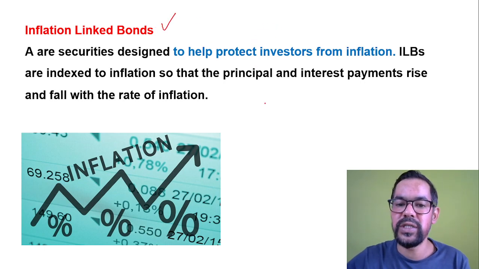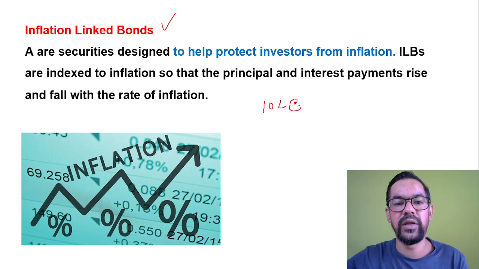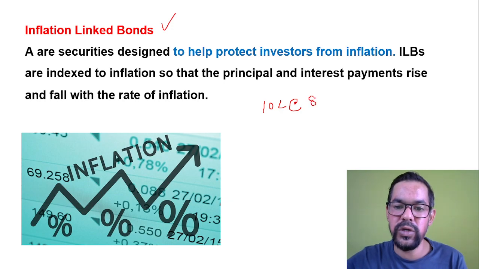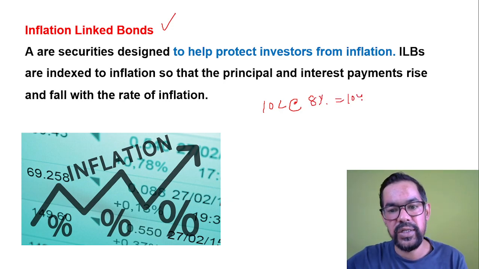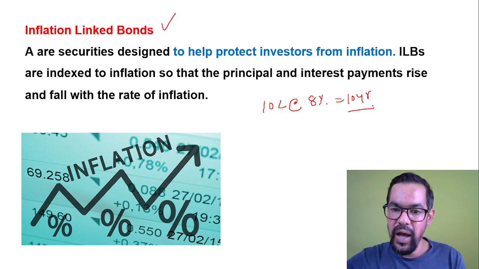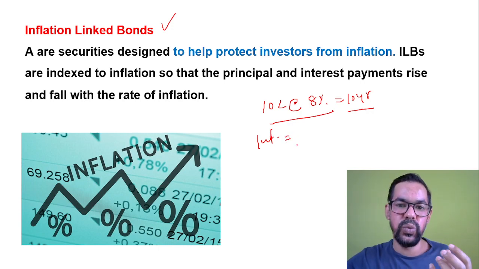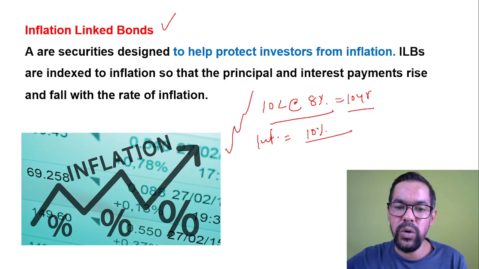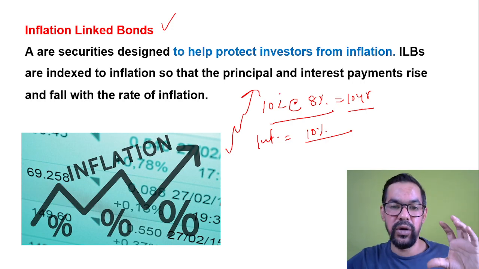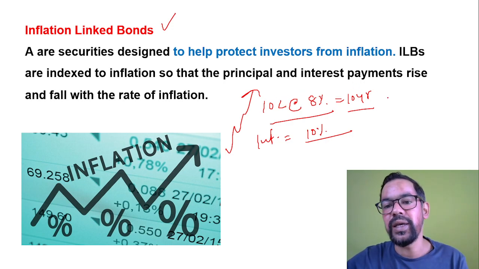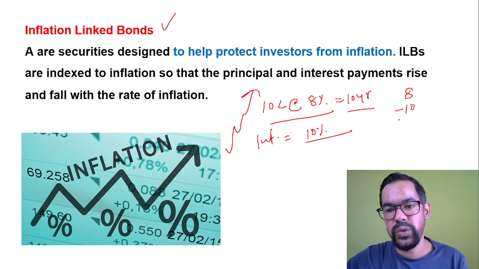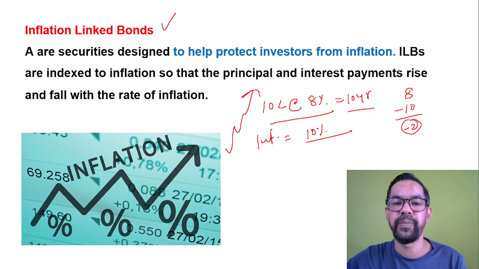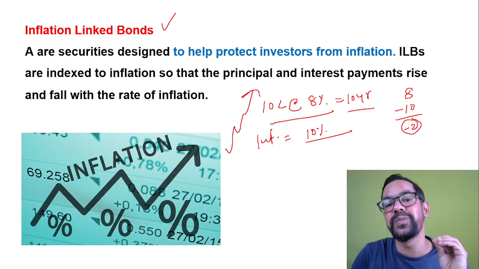Let's say an investor invested 10 lakh rupees in some bonds, and the rate of interest offered on this bond was 8%, and the maturity period was 10 years. The average inflation during these 10 years was 10%. So now you can see 8% minus 10%, so your investment goes negative. You did not make any profit from this investment.